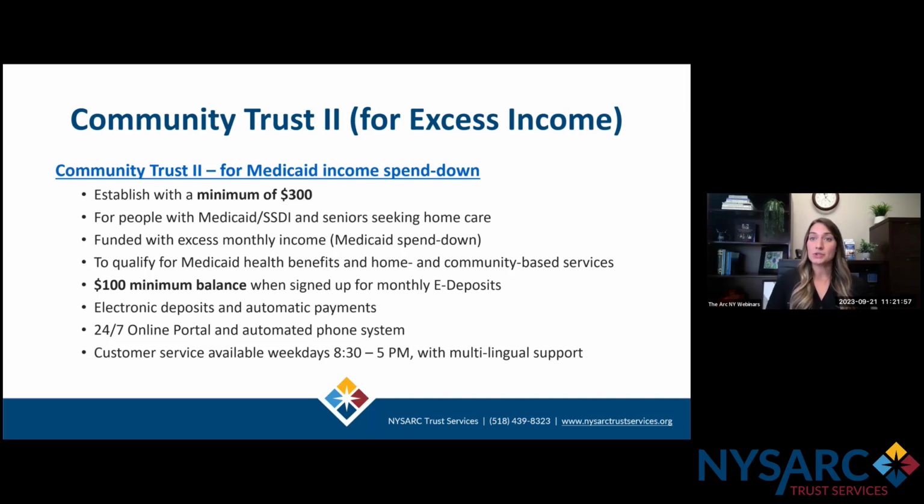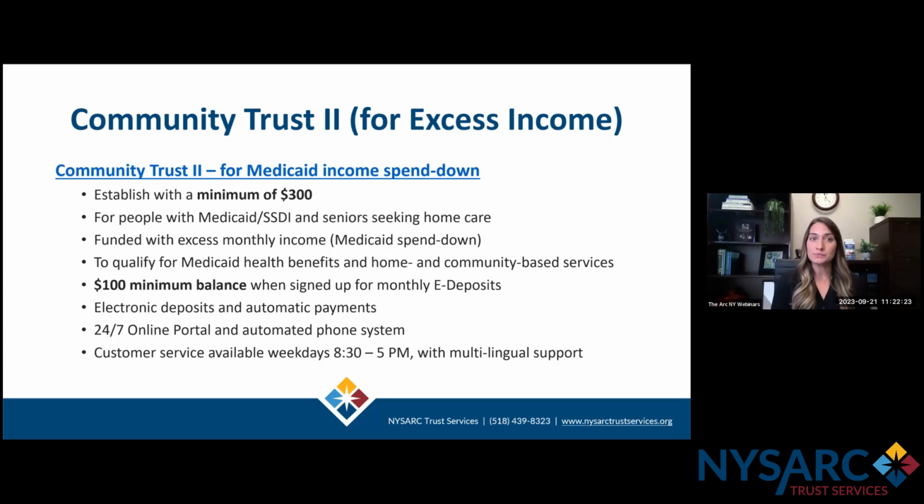So now I'm going to dive into our specific programs and walk through each of our community trusts, starting with our most popular program, Community Trust 2. This is the program that most individuals that we serve use, and it is to help someone spend down their income in order to qualify financially for Medicaid benefits.